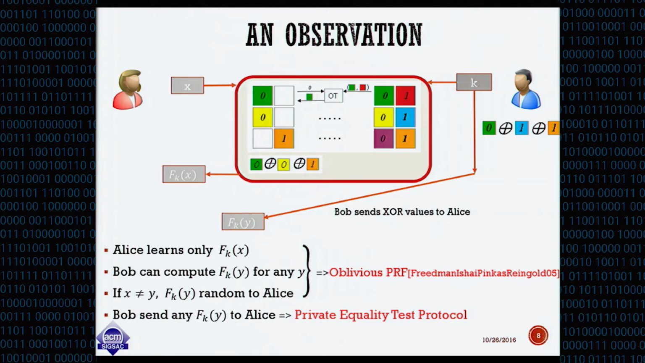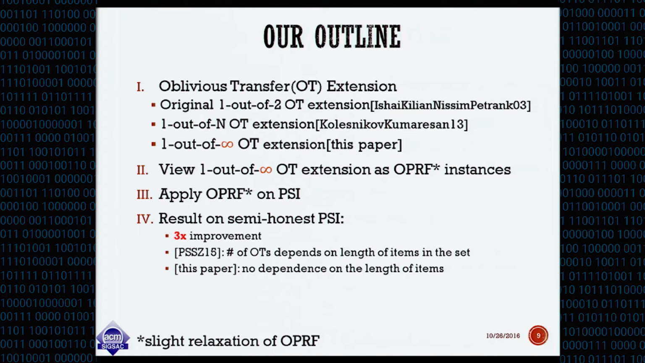The rest of my talk is focused on oblivious transfer extensions. We will show the original one-out-of-two OT extensions, then jump to one-out-of-n OT extensions, and then our protocol, which is one-out-of-infinity OT extension. Then we will show the relationship between one-out-of-infinity OT extension and OPRF. Here, it is a kind of relaxation of OPRF, and I will explain more about this later.